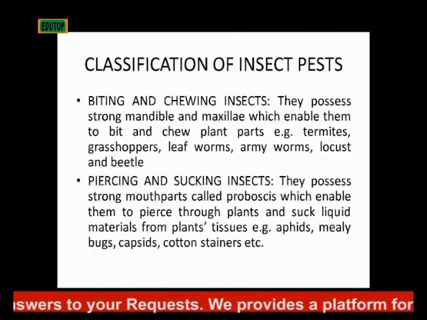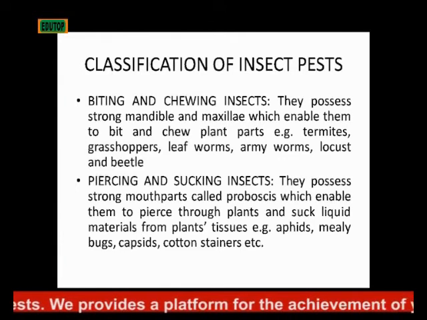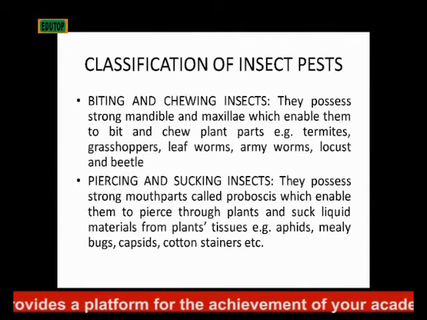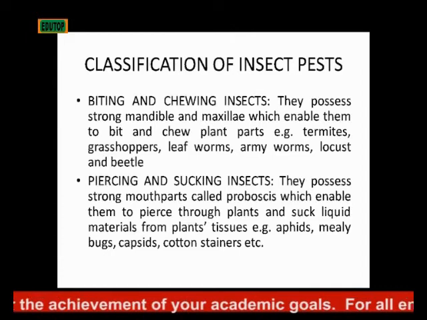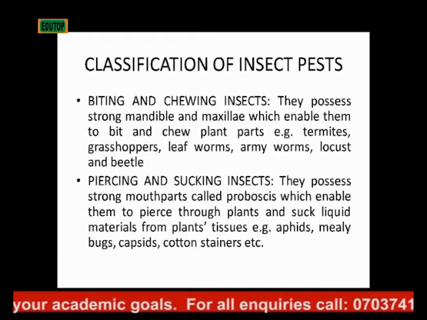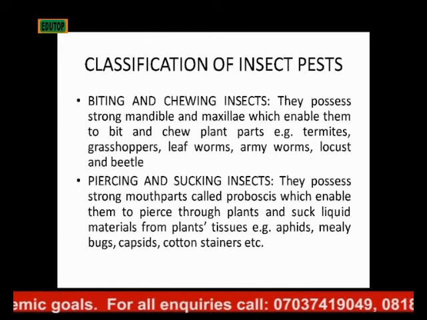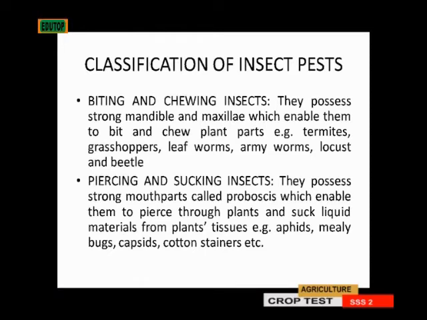The biting and chewing insects possess strong mandibles and maxillae, which enable them to bite and chew plant parts. Examples of biting and chewing insects, we have termites, we have grasshoppers, we have leaf worms, we have armyworms, locusts, and beetles. While the piercing and sucking insects possess strong mouthparts called proboscis, so they are able to pierce through the plant and suck liquid materials from plant tissues. Examples of piercing and sucking insects, we have aphids, we have mealybugs, we have capsids, and cotton stainers.